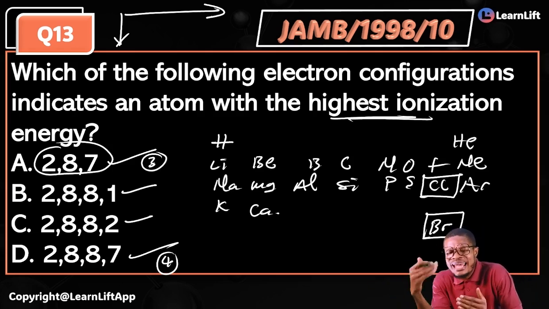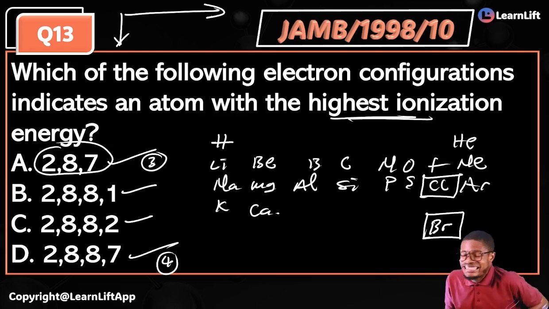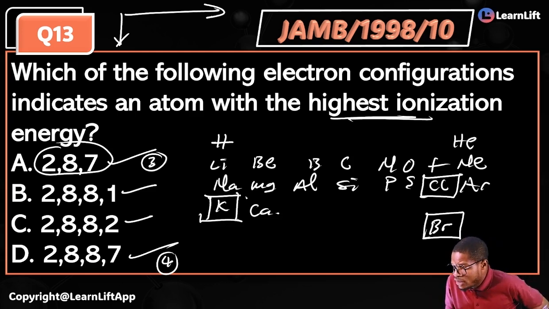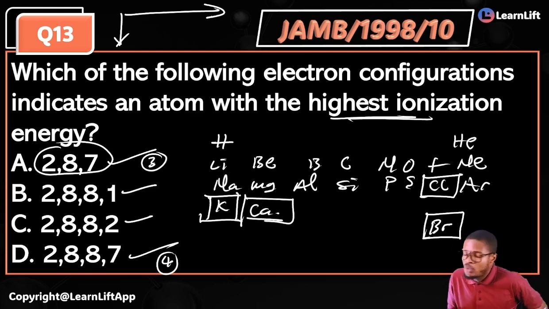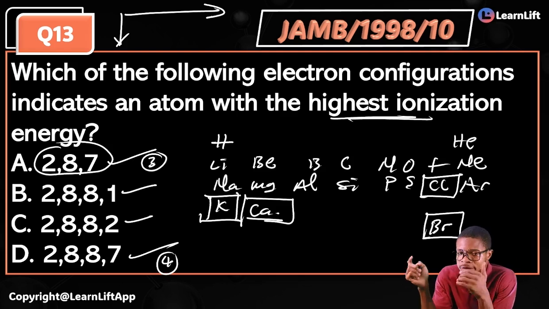Which one is now 2,8,8,1? That's 9, and that's 10. That's 19. That's your potassium. Potassium is 19, 2,8,8,1. And this other one here, 2,8,8,2, is your calcium. Very simple. That's all. So you see that we have brought out the whole four things there.